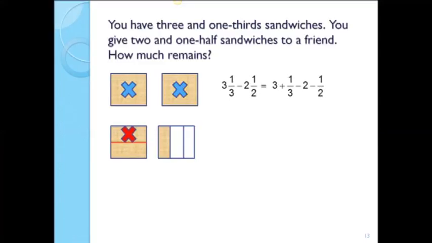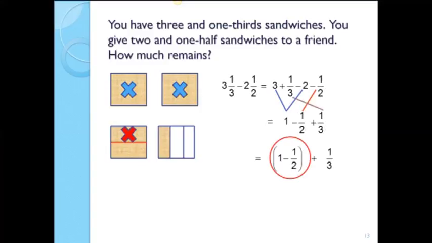Look back at that picture. From the 3 sandwiches, we first crossed off 2. Then we crossed off a half. That left us with 1/2 and 1/3. So 3 minus 2 is 1 whole sandwich. We still need to take away a half. And we still have that last 1/3. So here's a whole number minus a fraction plus another fraction. And so 5/6 of a sandwich remains.